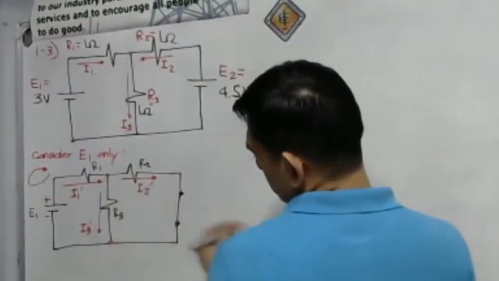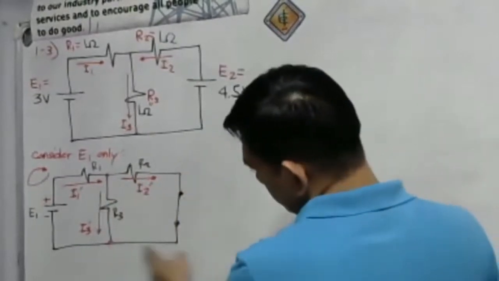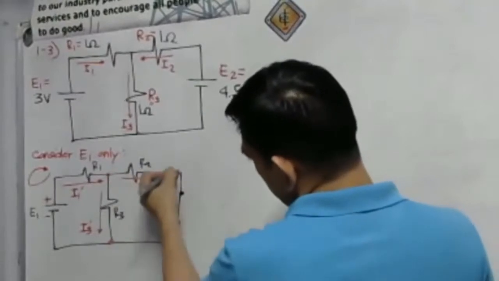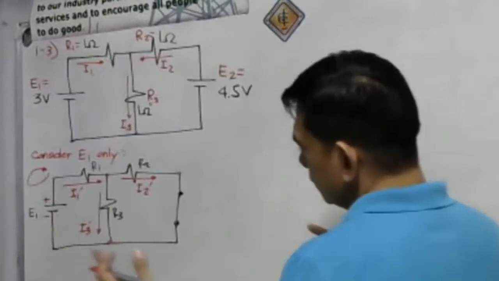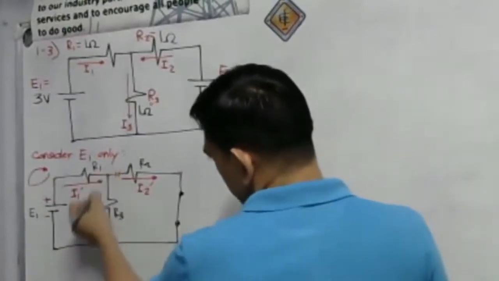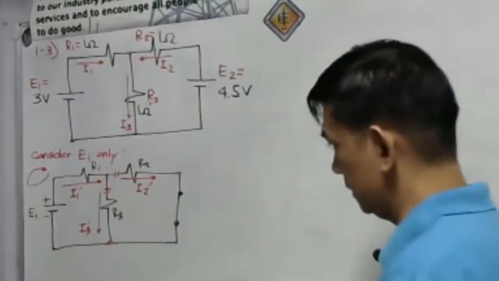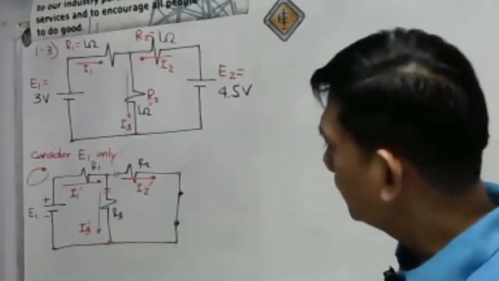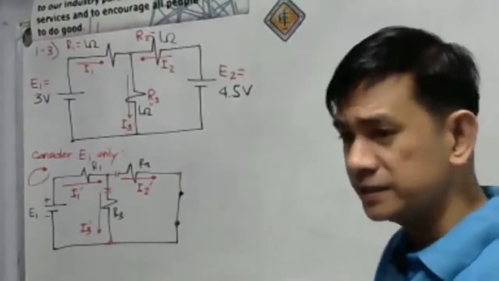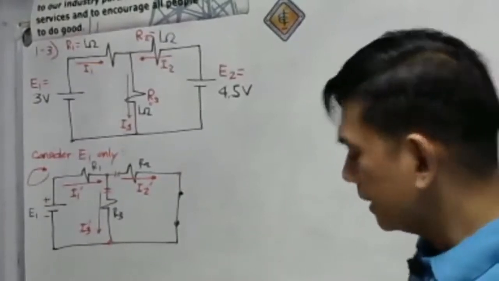As we see here, this is just a conductor. Let's say this terminal of R sub 2, we can put it here also. It's just the same. So we may say that R sub 2 is in parallel with R sub 3. So before we solve the currents, let us first get the total resistance.